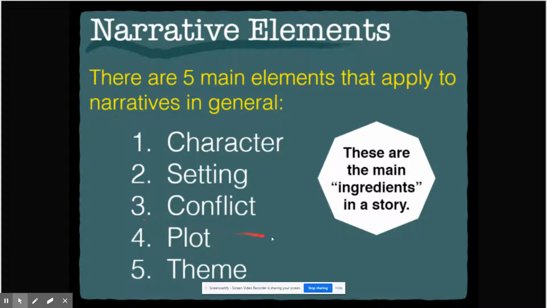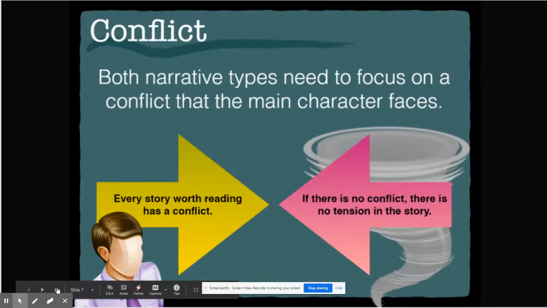3, there's the conflict. 4, there's the plot. And 5, there's a theme. So conflict is when both narrative types need to focus on a conflict that the main character faces. Okay? Without a conflict, a story wouldn't be that much fun to read because we like drama.